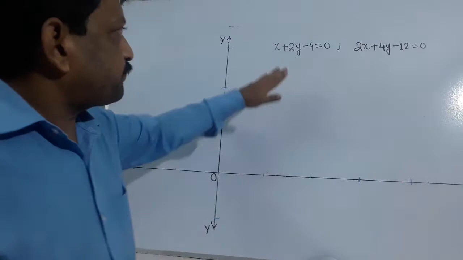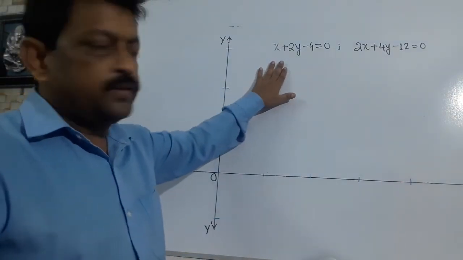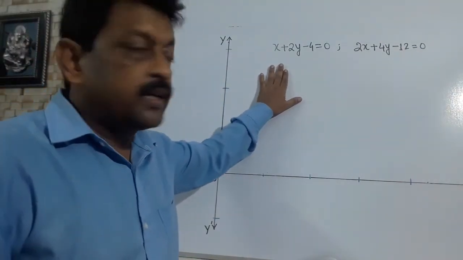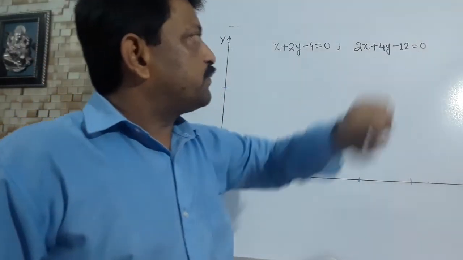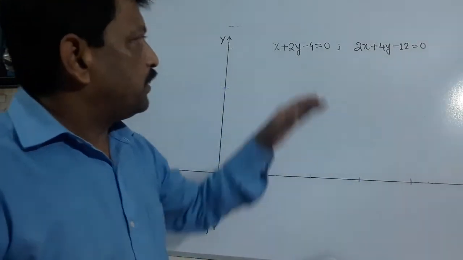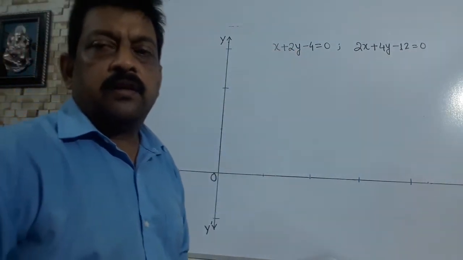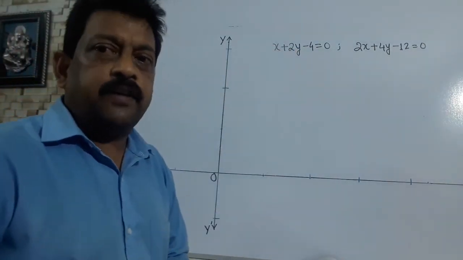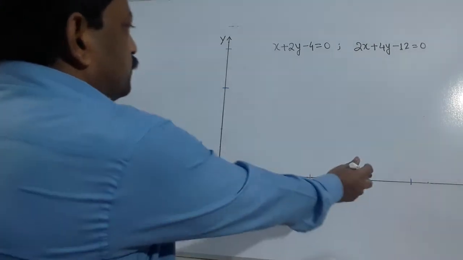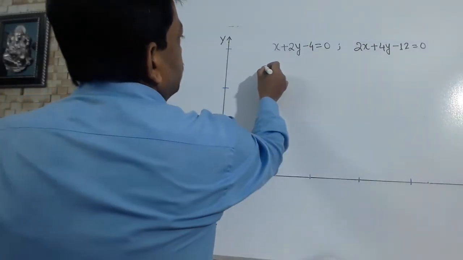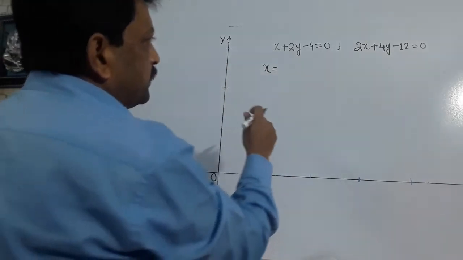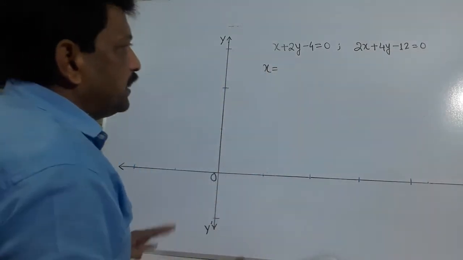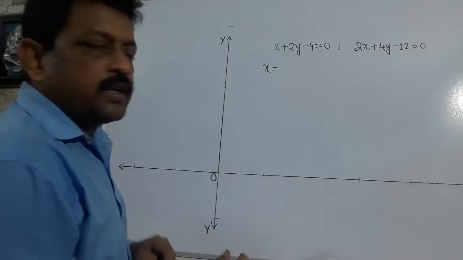So here two equations are given. These two equations form straight lines: x plus 2y minus 4 equals 0 and 2x plus 4y minus 12 equals 0. I have to represent this graphically and check what kind of line we are getting. So first of all, we have to find the solution set. As I have told you, whenever you find the solution set, keep one of the variables to the left and take everything to the right.